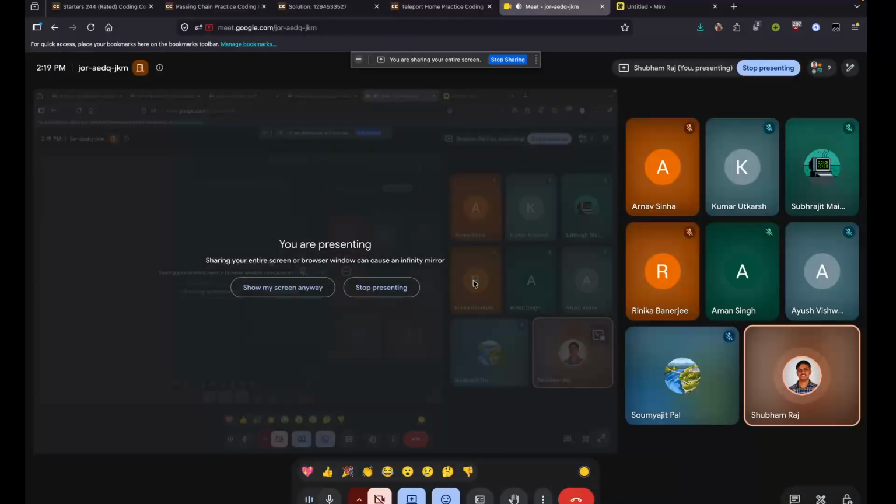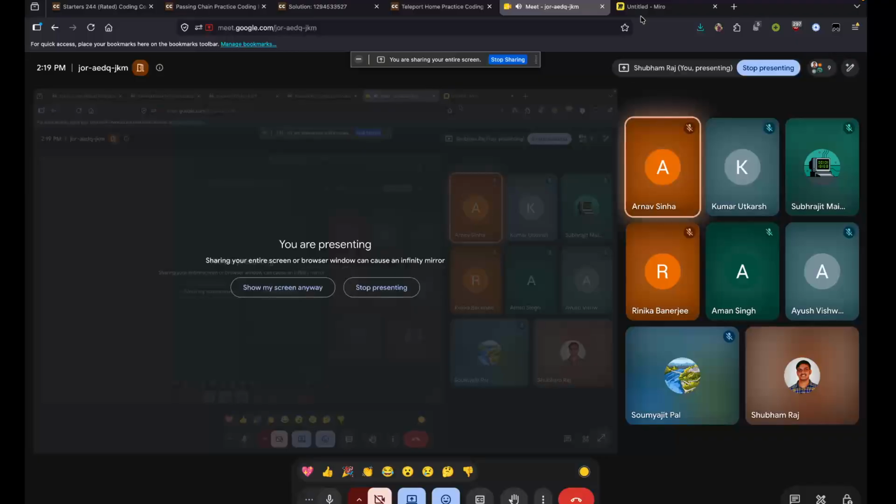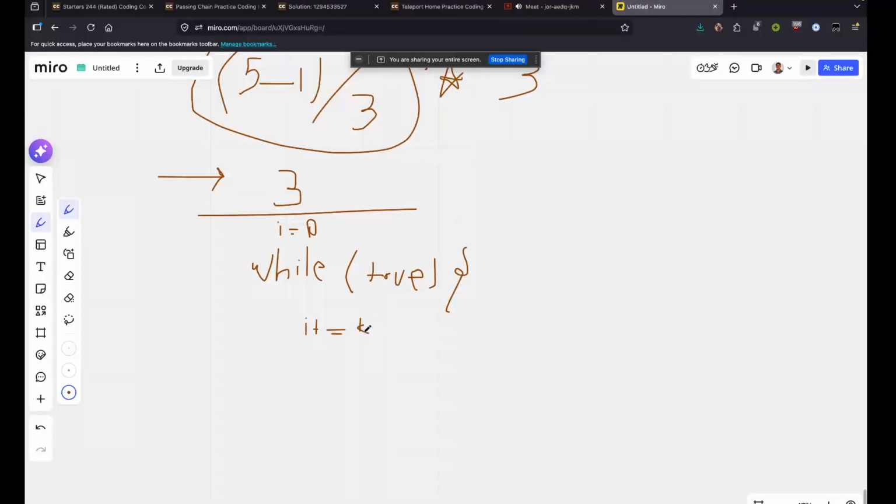Am I audible or no? Yes, yes, yes, bhaiya. Okay. So your approach was this now, like you are incrementing it with k, and when you reach the position n, you are simply breaking it out.